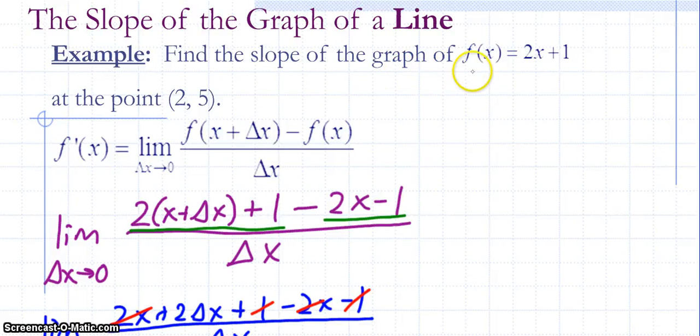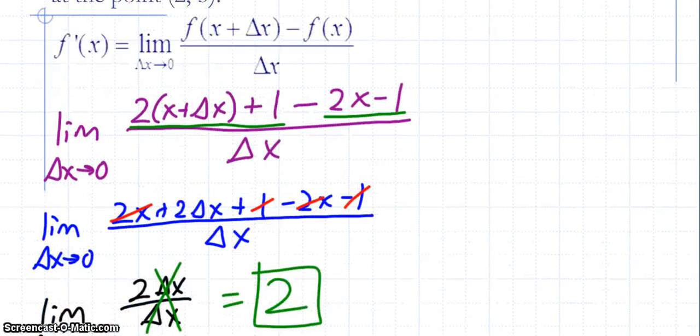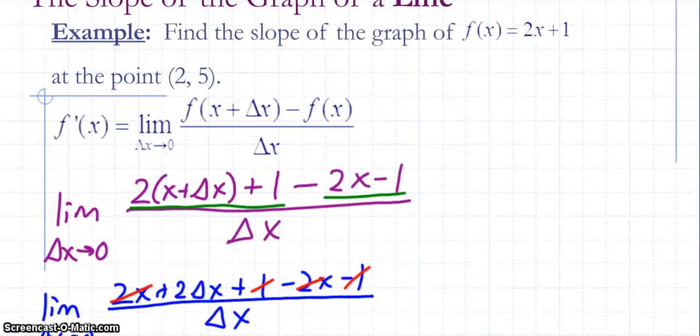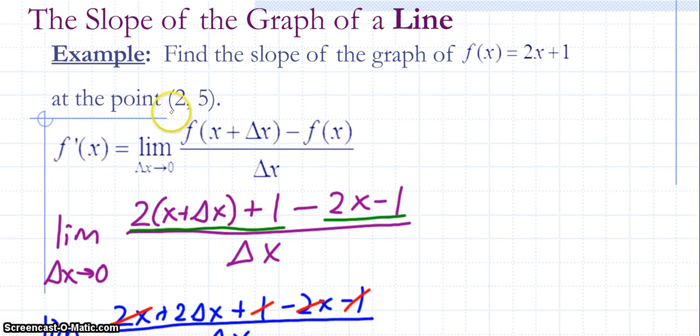So we wanted the slope of the graph of f of x equals 2x plus 1 at the point (2, 5). Here the derivative is 2 no matter where we are, so the slope is always 2. Had this come out to be a function with an x in it, then we would plug in the point.